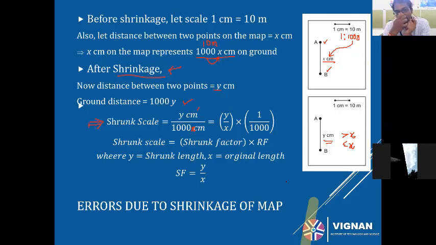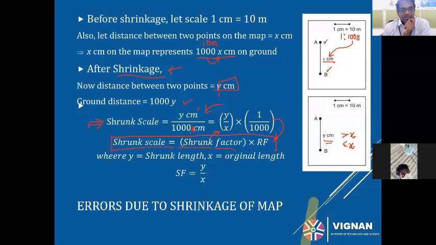So shrunk scale is given by shrunk factor into RF. What is shrunk factor? Original గా ఉన్న length ఏమో denominator లో, right, actually starting shrunk అయిన length ఏమో numerator లో. So y by x into 1/1000 is the shrunk scale. So ఇది basically this representation factor changes with map. So we should write down this formula. Please write down this formula.